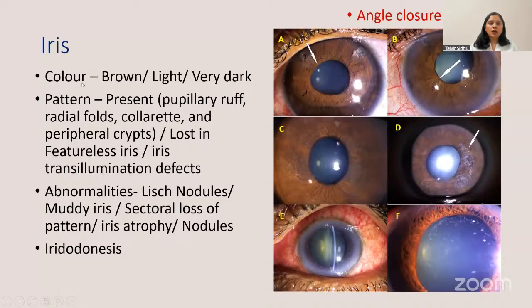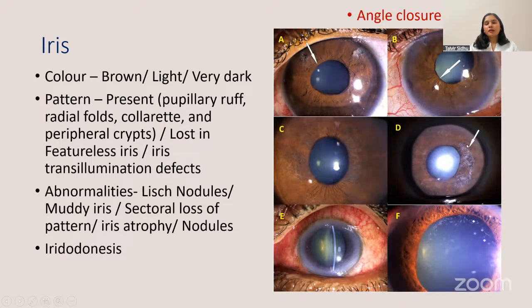Then you talk about the iris. You talk about the color of the iris, whether the pattern is maintained or not. And then you talk about the abnormalities of the iris. So the color of the iris can be brown, light, or it can be very dark. Then we have pattern. Pattern can either be present or lost. Featureless iris can also be seen. Transillumination defects can also be seen.